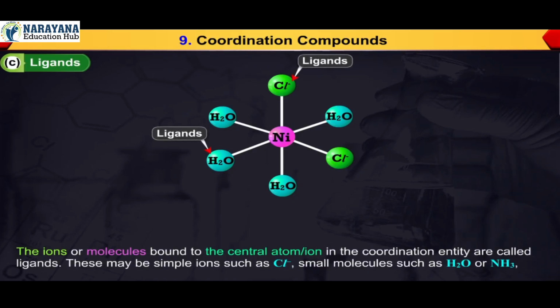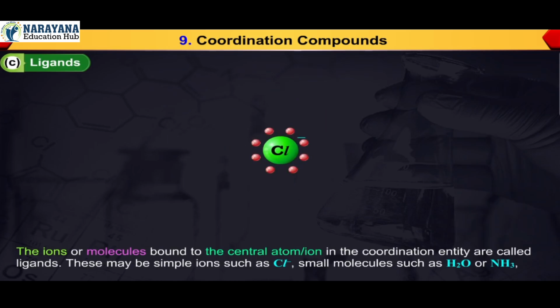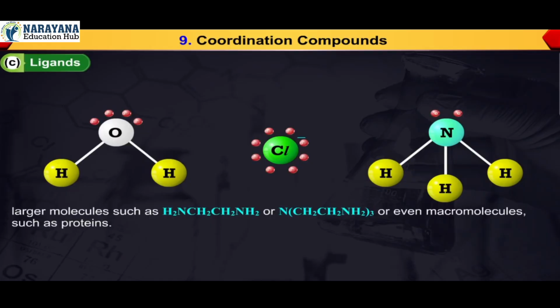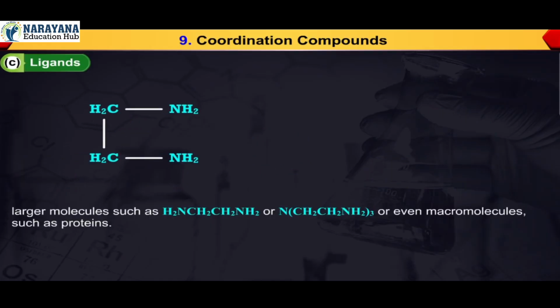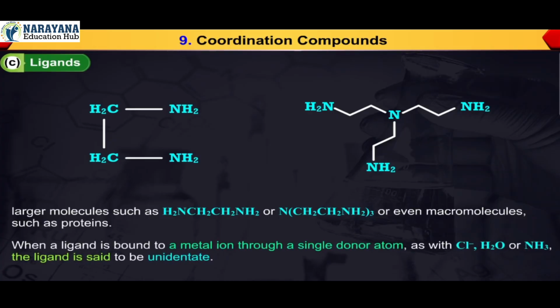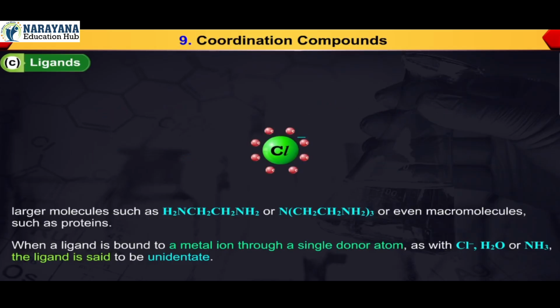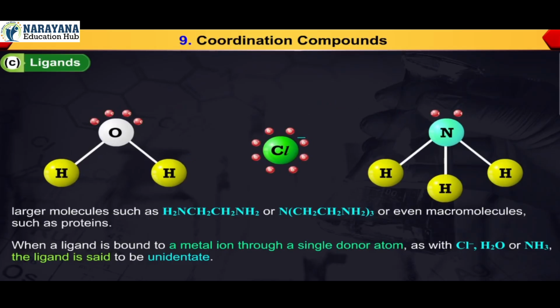These may be simple ions such as Cl-, small molecules such as H2O or NH3, larger molecules such as H2NCH2CH2NH2 or N(CH2CH2NH2)3, or even macromolecules such as proteins. When a ligand is bound to a metal ion through a single donor atom, as with Cl-, H2O or NH3, the ligand is said to be unidentate.